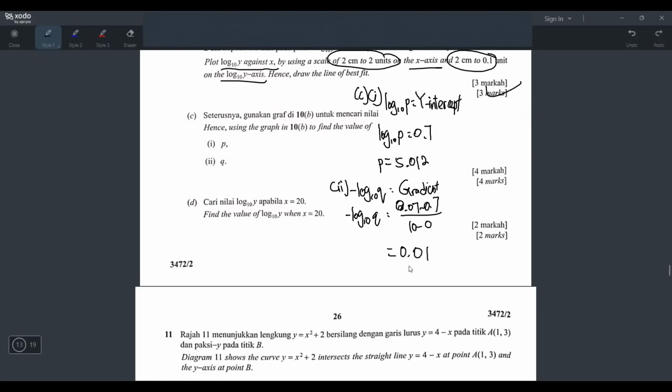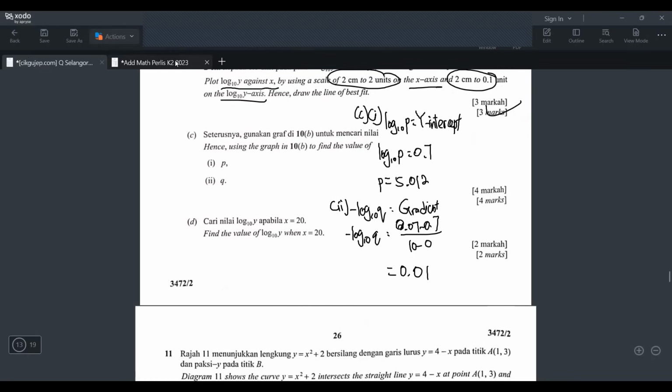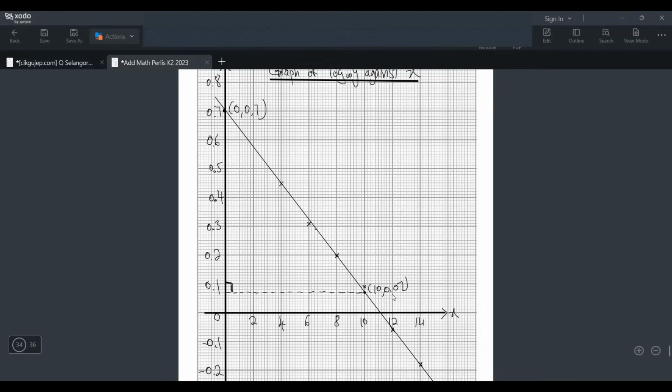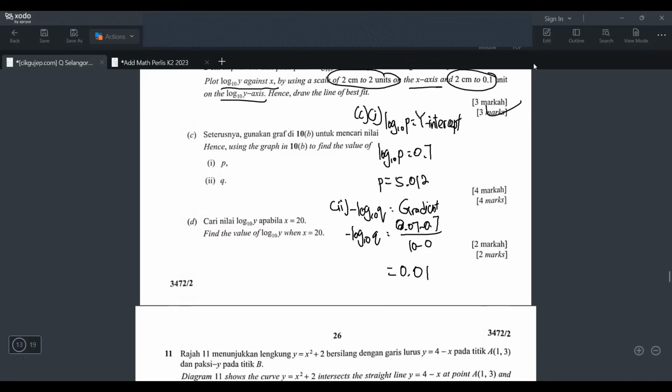So now we know the gradient of the straight line is positive 0. Wait. Negative, right? Wait. Let me press again. Divide 10. Wait, why is the gradient positive? Did I do something wrong here? 0.07 minus 0.7, right? 10 minus 0. Okay, maybe I pressed wrongly. Let me press again. 0.07 minus 0.7. And then divide the answer by 10. Okay, I pressed wrongly just now.